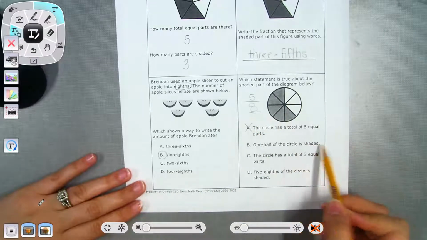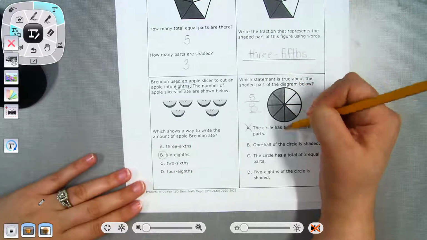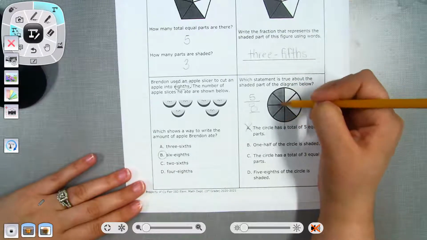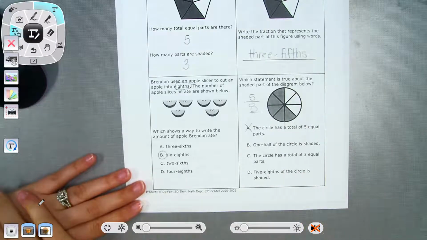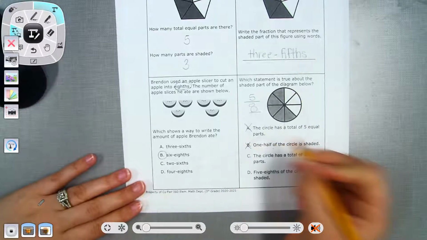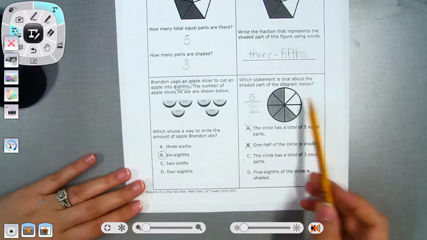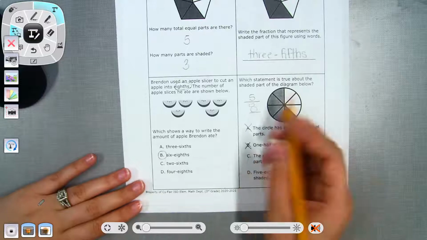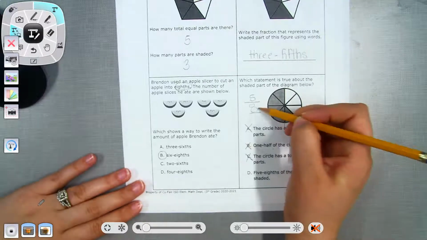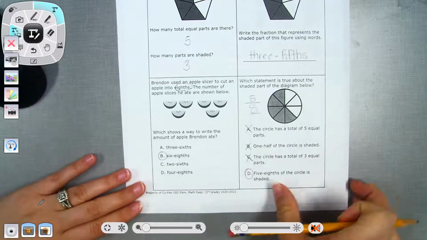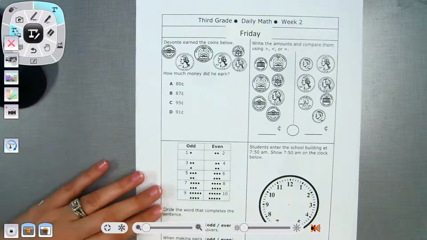1/2 of the circle is shaded. So that means 1/2, guys, would be this whole side is shaded, but look, you have this little piece here. So it's more than 1/2. The circle has a total of 3 equal parts. We have 8 equal parts. 5/8 of the circle is shaded. Yes, 5/8. So D.